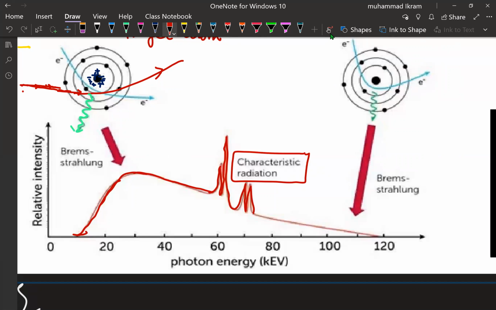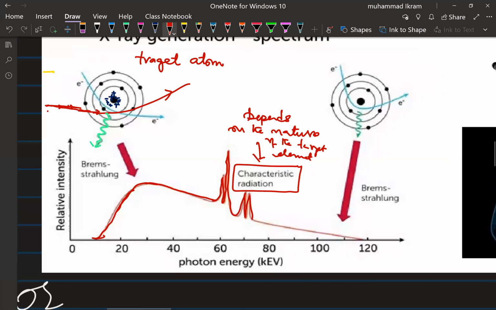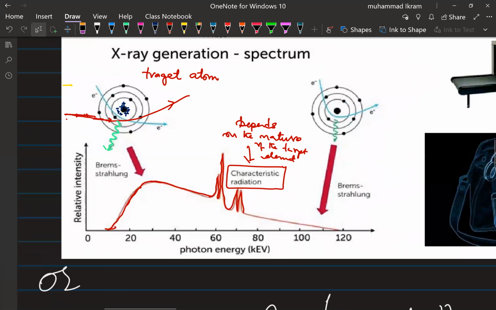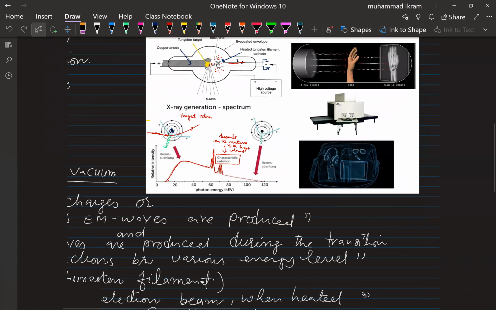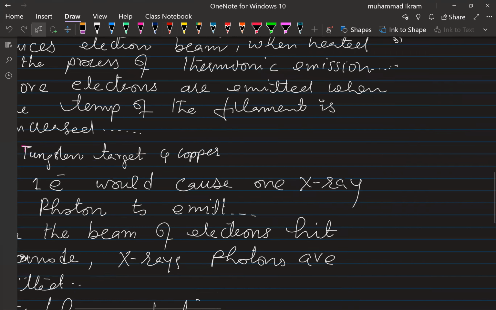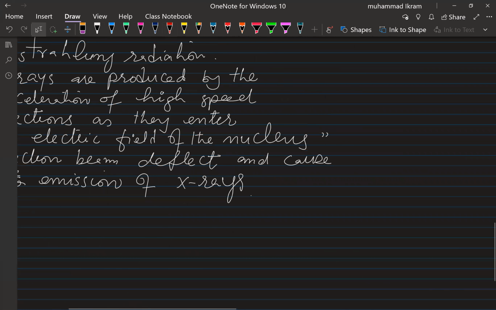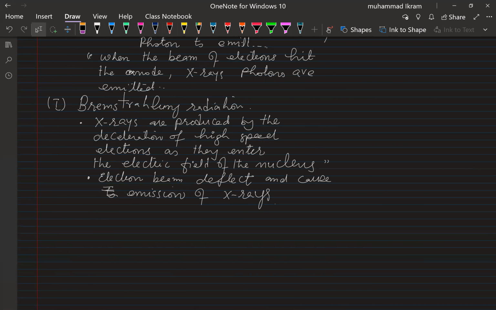This is different for different elements. They are called characteristic radiation because they depend on the nature of the target element, and on which level the transition is from and to. So it all depends on this. This is how X-rays are produced. Another process is the characteristic X-rays. Let me tell you what is going to happen for the characteristic X-rays.